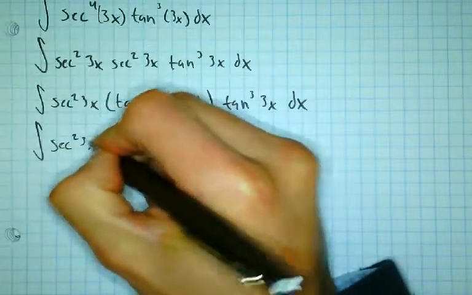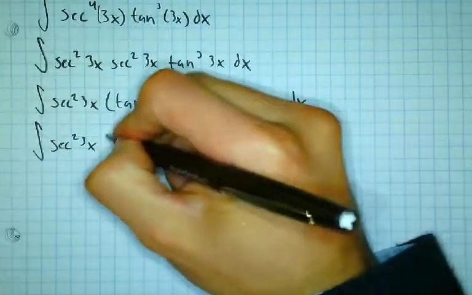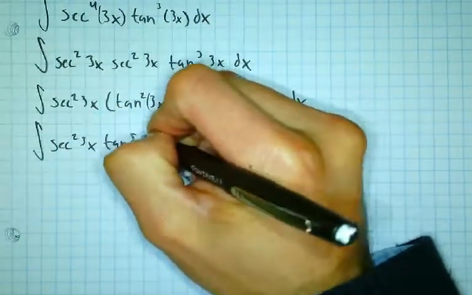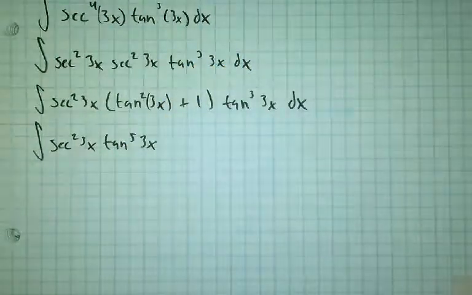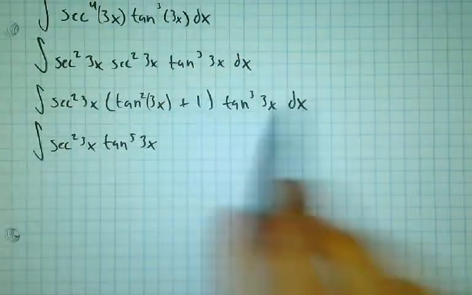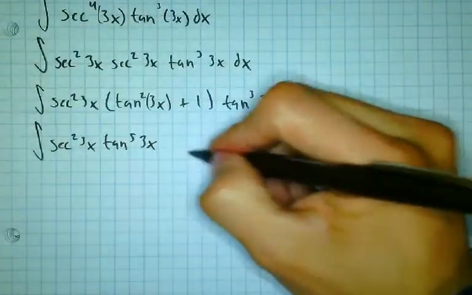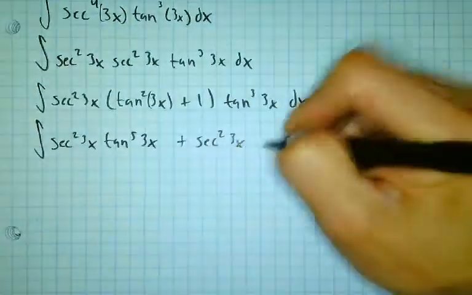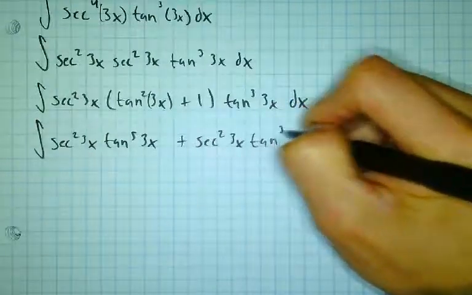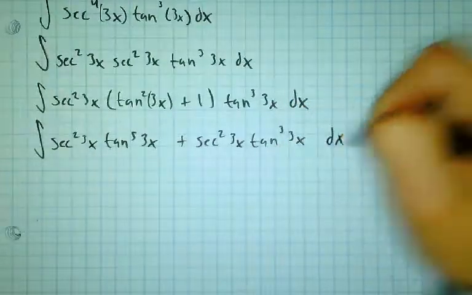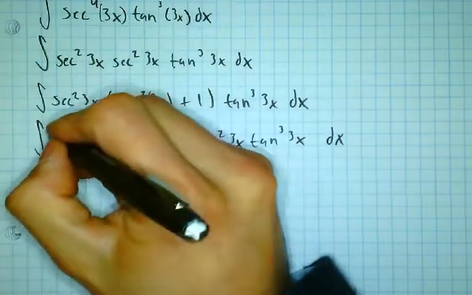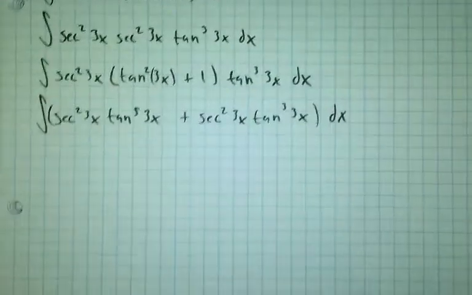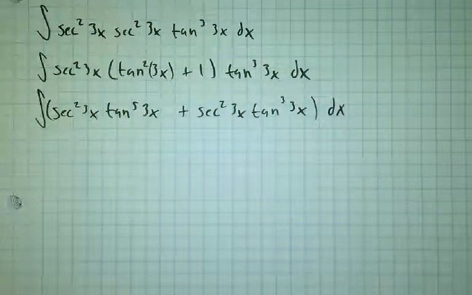Secant squared 3x, tangent to the 5th power 3x, and then I've got that times that times that, plus secant squared 3x tangent cubed 3x dx, right? So this entire thing dx. Do you guys see it?